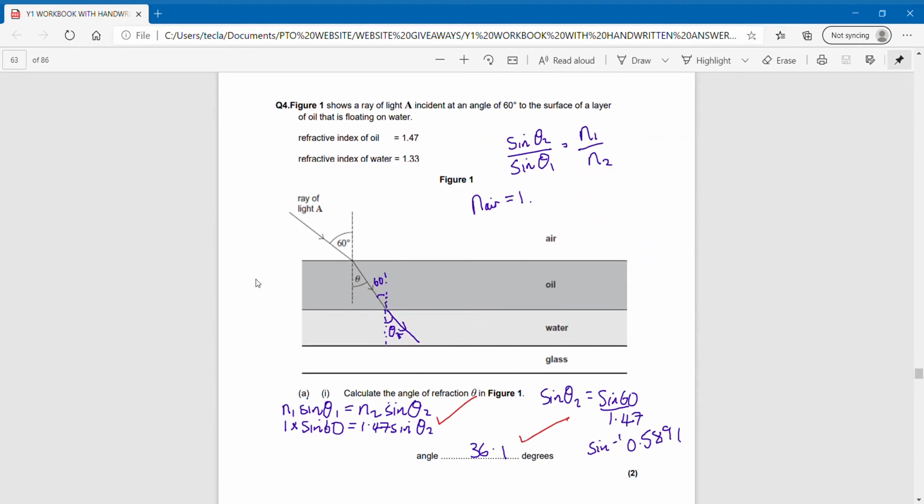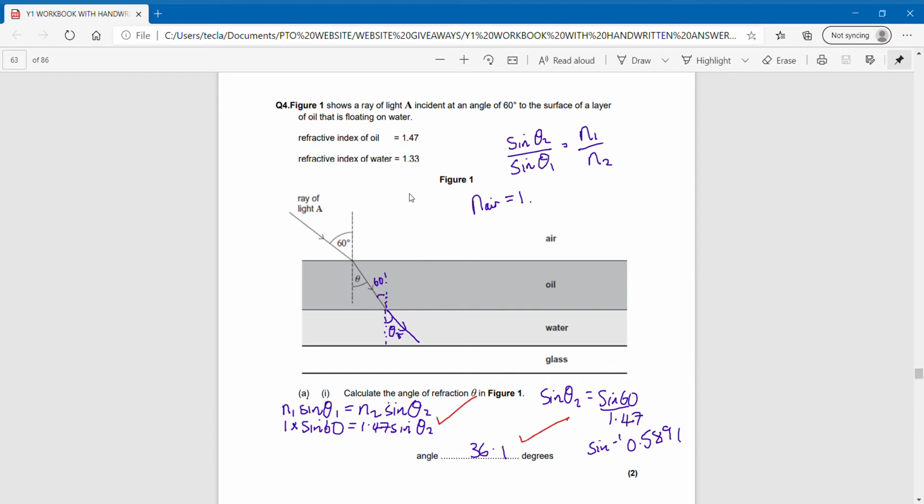Question 4 is a refraction question. Figure 1 shows a ray of light A, incident at an angle of 60 degrees to the surface of oil that is floating on water. So we've got some air, we've got some oil, and we've got some water and some glass. Given the refractive index of oil and the refractive index of water.